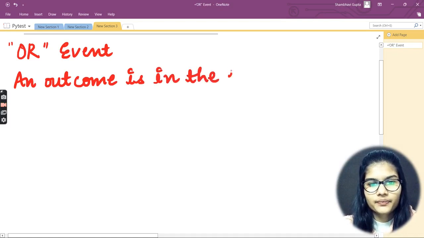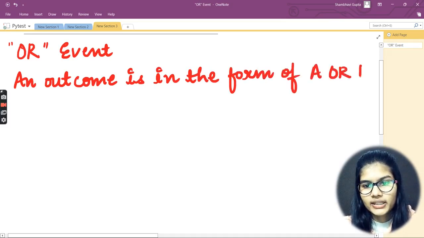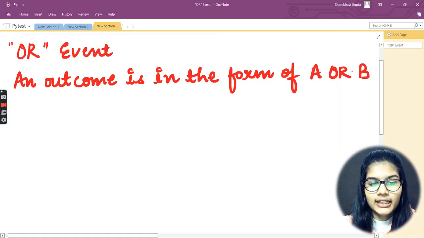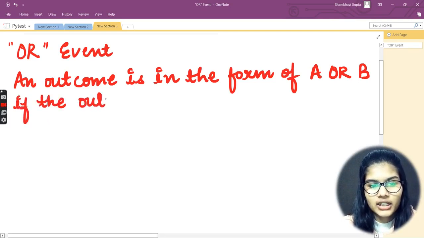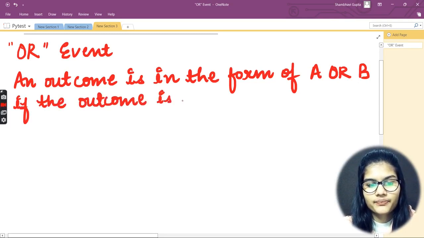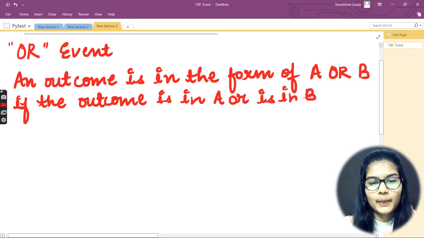is in the form of A or B. This is how we write that out, okay? A or B. If the outcome is in A or is in B. Okay, if the outcome is in A or is in B.